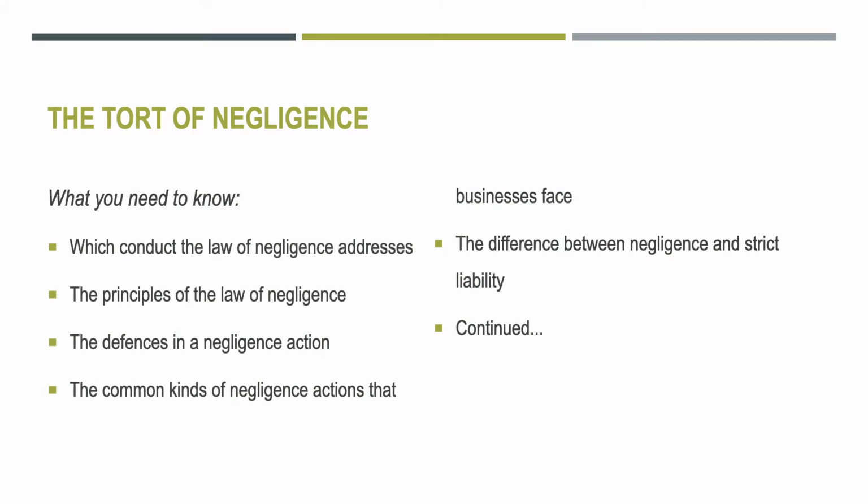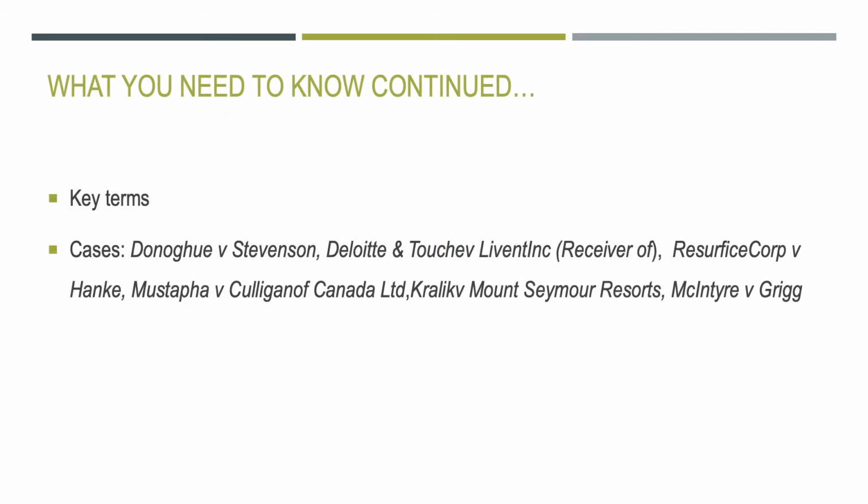So on this slide and the next one, I've outlined for you what I would like you to know. So first of all, which conduct the law of negligence addresses. You should know the principles of the law of negligence, the defenses in a negligence action, the common kinds of negligence actions that businesses actually face, the difference between negligence and strict liability, the key terms, which you'll find at the back of the chapter, and we're looking at 6 cases in this chapter. The first 2, Donahue versus Stevenson and Deloitte and Touche versus Livent, will be covered in this lesson.